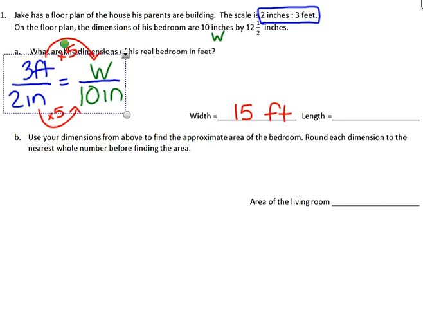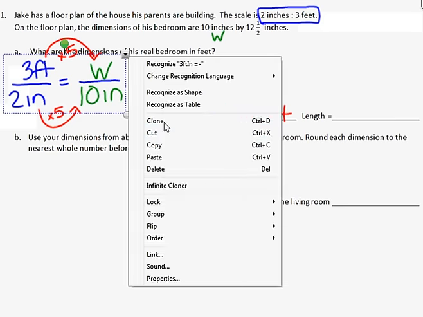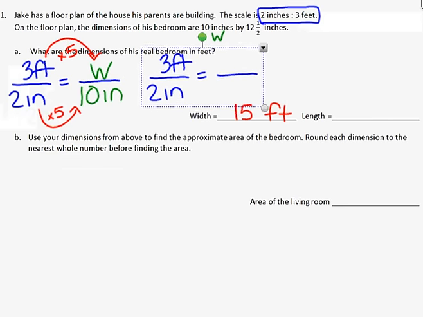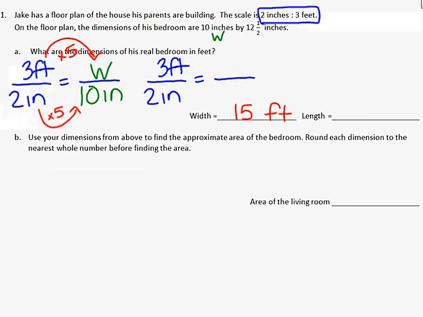All right, and then we'll do the exact same thing for the length. We're still using that same scale factor. And instead of putting in 10 inches, I'm going to put in 12.5 inches. So I'll go ahead and line up 12.5 inches in the denominator and length in the numerator. Now this time there isn't a nice whole number that we can multiply 2 by to get to 12.5, so I'm going to show this one with cross products.